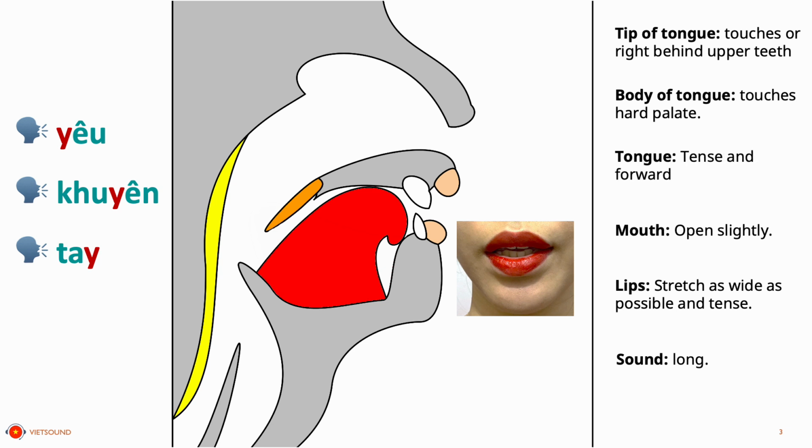Now let's talk about the mouth shape. Open your mouth slightly. Stretch your lips as wide as possible and tension them. The last thing you have to remember about the E sound is that it is a long sound. So you have to prolong the E sound in words like yêu, Huyen, Tai.